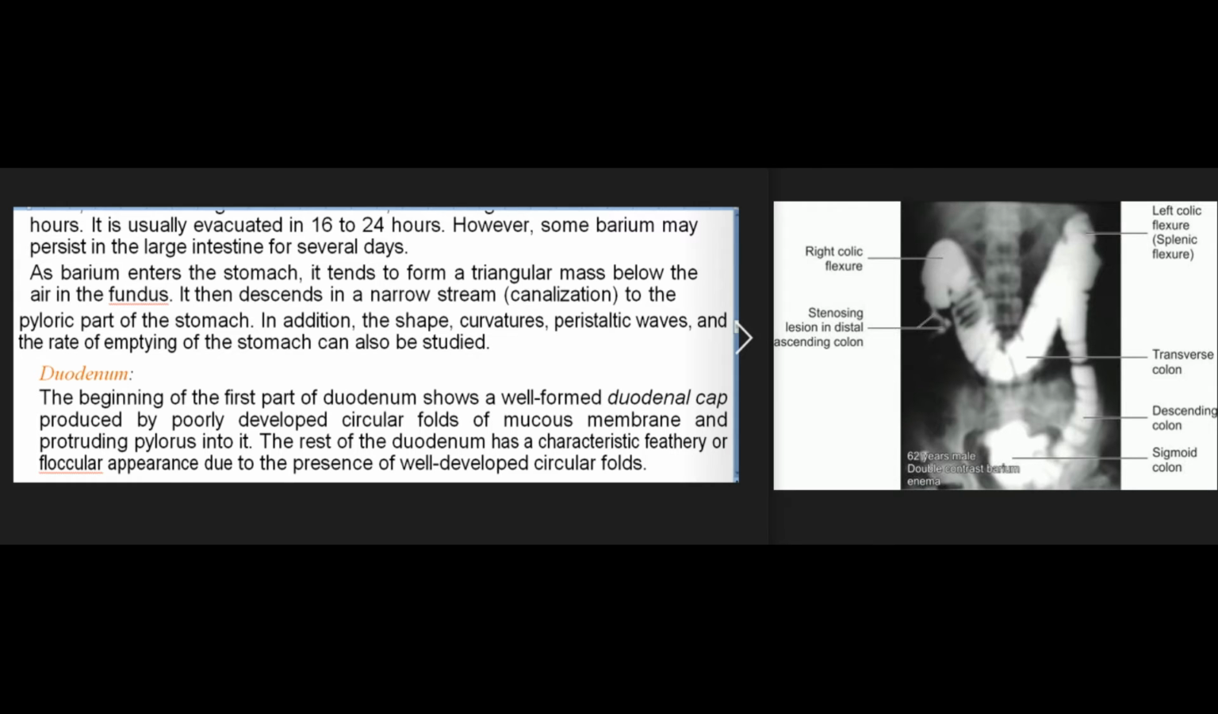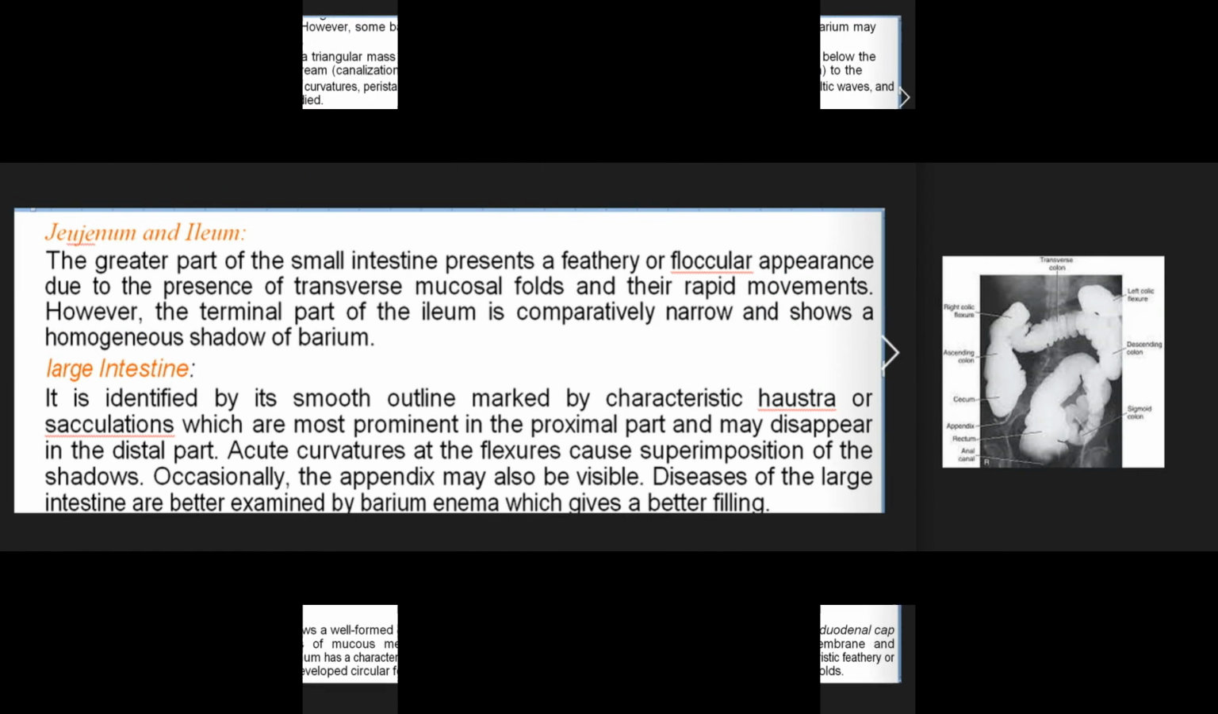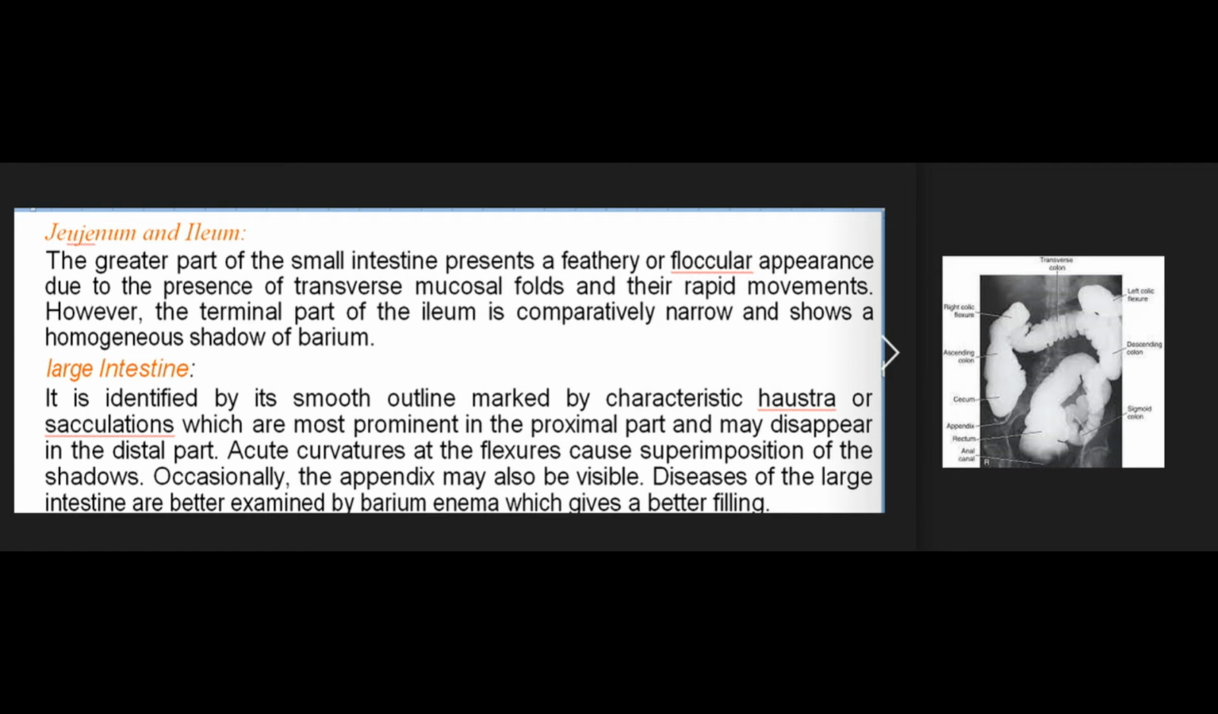The rest of the duodenum has a characteristic feathery or floccular appearance due to the presence of well-developed circular folds. Jejunum and ileum. The greater part of the small intestine presents a feathery or floccular appearance due to the presence of transverse mucosal folds and their rapid movements. However, the terminal part of the ileum is comparatively narrow and shows a homogeneous shadow of barium.